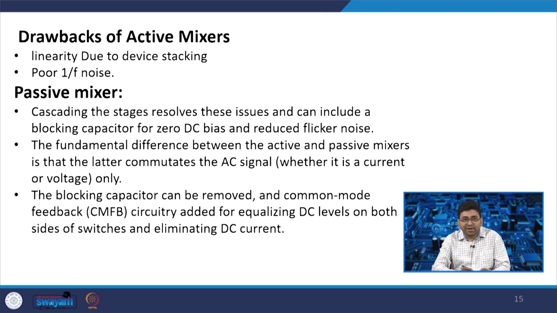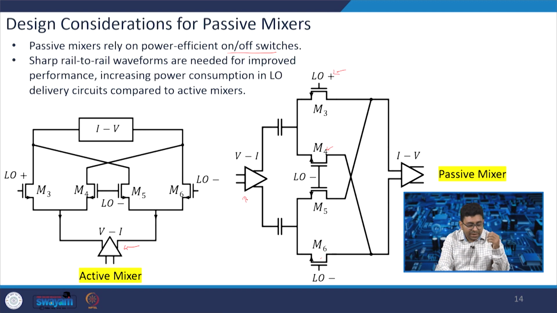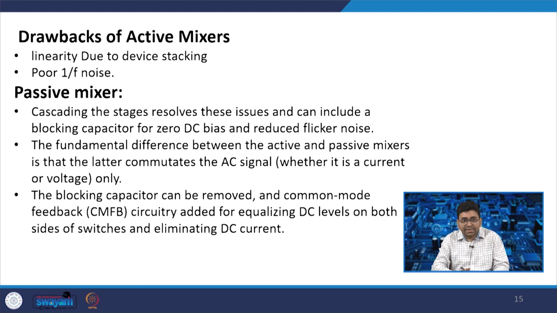What is the drawback of the active mixer? It has a linearity constraint due to device stacking, because there are multiple devices at the input side, then at the LO, and again at the conversion. This is a minimum of 3 stacked devices, so we do not have sufficient overdrive, and that reduces the linearity, and as discussed it has very poor 1/f noise.